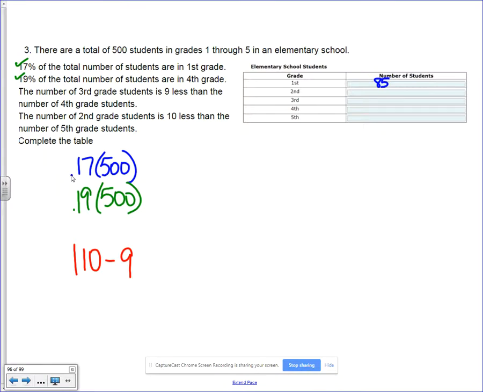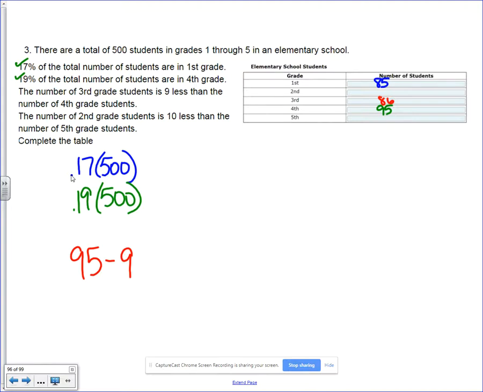If I have 19% of 500, that will give me 95 for my fourth graders. Okay, so now if I want to find my third graders, I need to do 9 less than 95. And 9 less than 95 gives me 86. There are 86 third grade students.